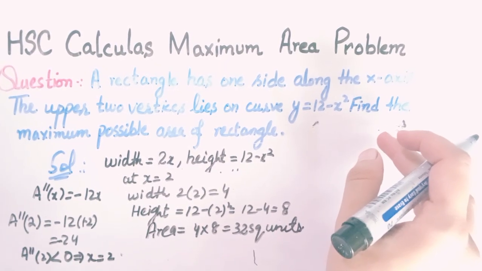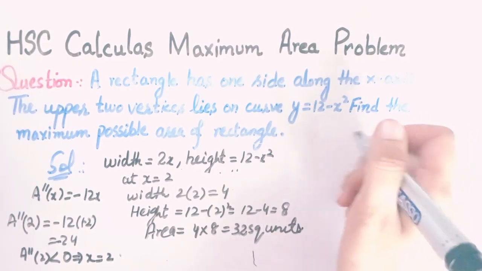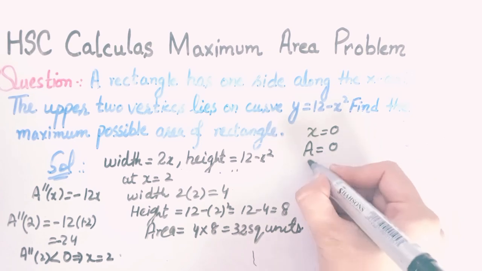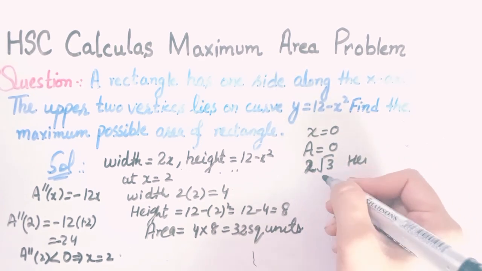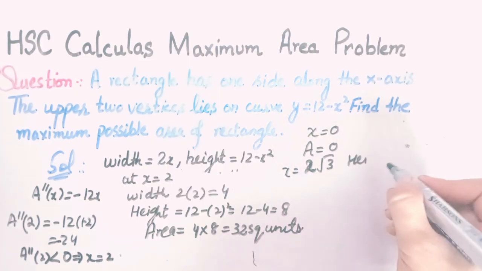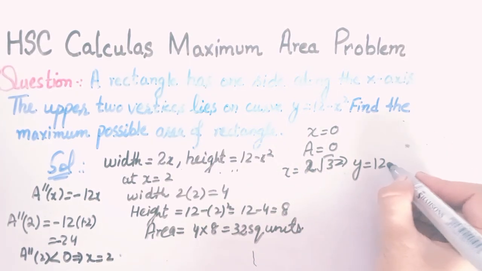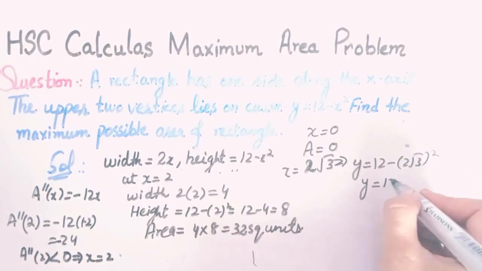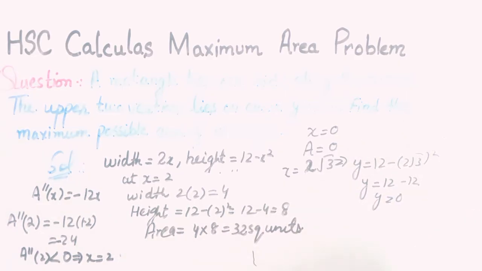Now many students ask why we take the x value as 2, why we do not take x equal to 0. Because when x is 0 the area is 0. When x is root 3, the height is 12 minus 2 root 3 squared. That means y equals 12 minus 12, so y is 0. So for this purpose x equals 2 makes sense.